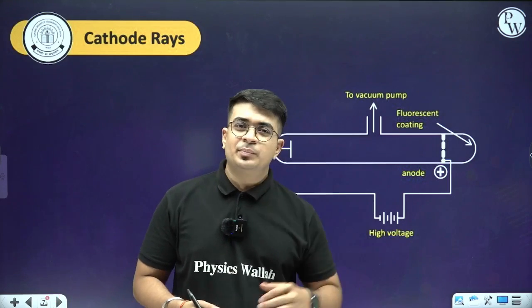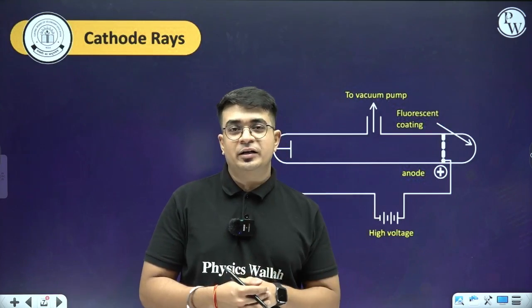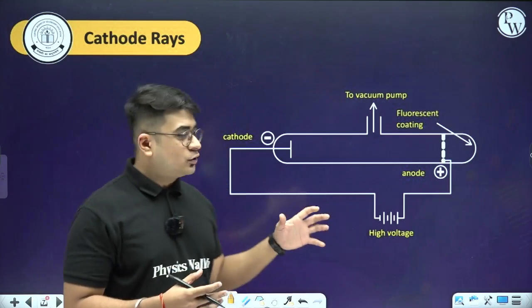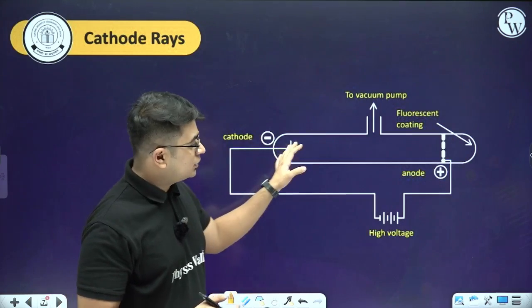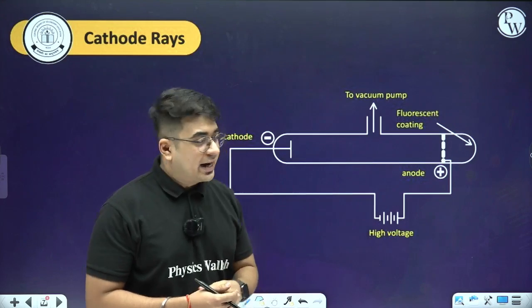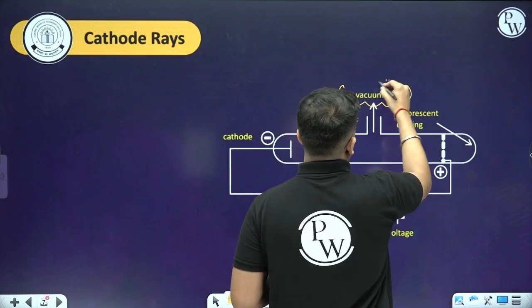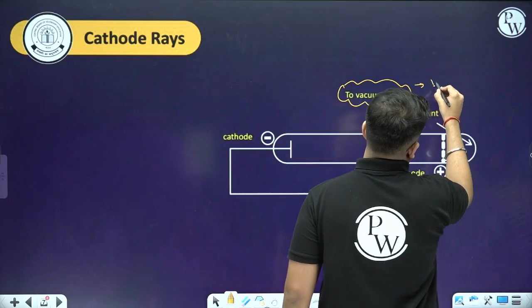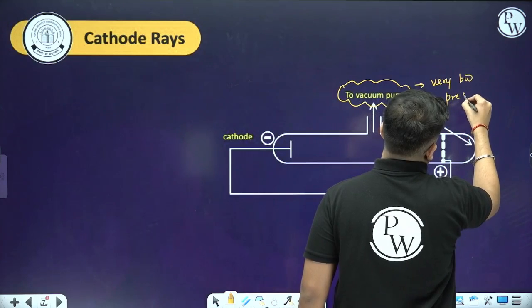So he was just simply trying to prove that gases are going to be conducting in nature when experimenting at very low temperature. So he decided to make a setup which is a glass tube, and in this glass tube certain gases are present, and he connected this glass tube to a vacuum pump. Now what is the work of this vacuum pump? To create a very low pressure.